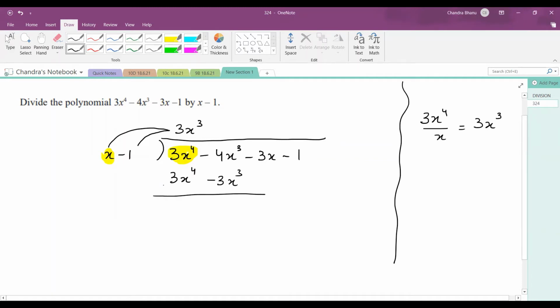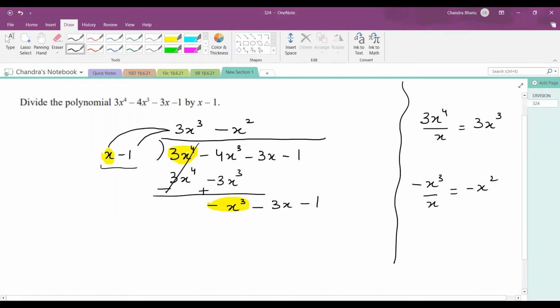Change the signs in the second row. Minus 4 plus 3 is minus x cube. Bring down the remaining terms. Now again look at the first term at this step and the first term of my divisor. It is minus x cube upon x. So it is minus x square. So the second term of my quotient is minus x square.